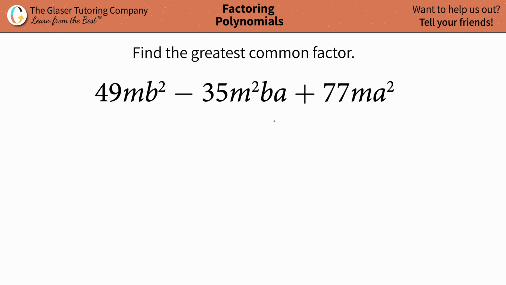All we have to do is find the greatest common factor. I know that I have a polynomial here because I have more than two different terms. If I read this out: 49mb squared minus 35m squared ba plus 77m a squared. There is a lot going on here, but all we have to do is find the greatest common factor.